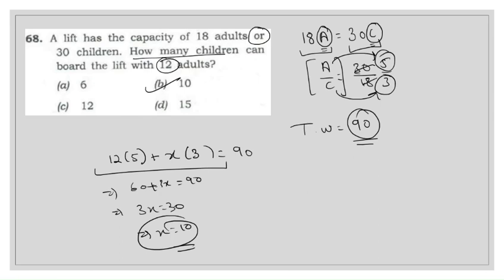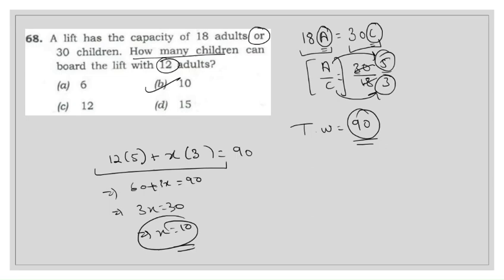And since the number of adults is less than the number of children, it obviously means that the weight of an adult is more than the weight of a child. So A and C here denote the average weight. A denotes the average weight of an adult and C denotes the average weight of a child that we are assuming. So the total weight will be the number of adults into the weight of one adult, and this will in turn be equal to the number of children into the weight of one child.